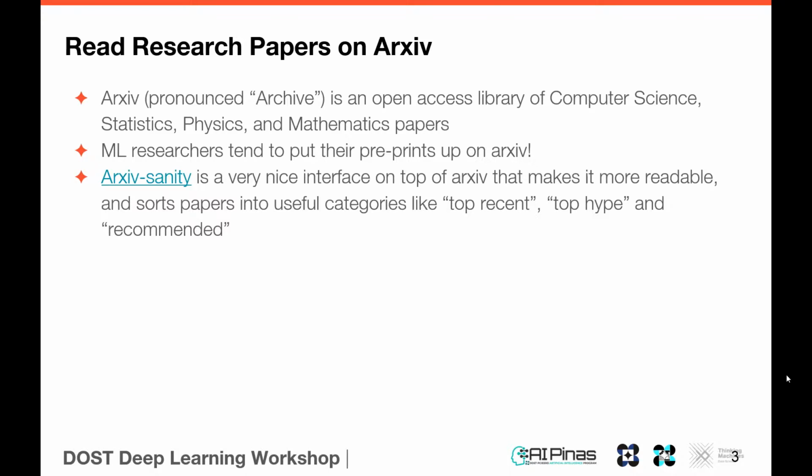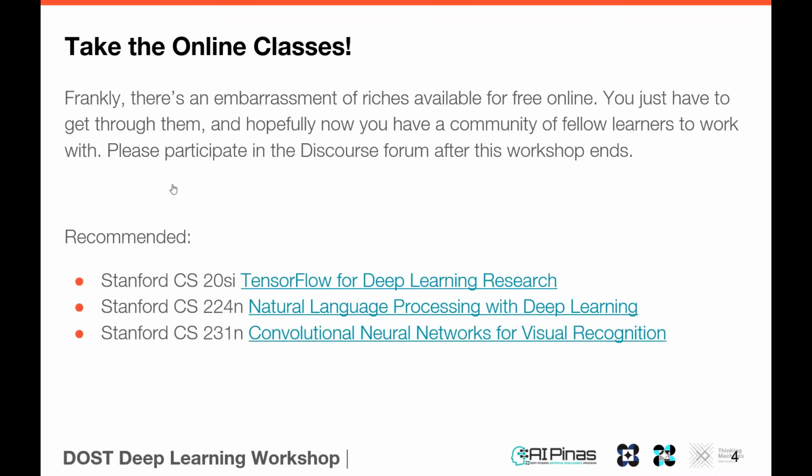As part of your learning journey, I strongly recommend that you read research papers on Arxiv. It's an open access library of computer science, statistics, physics, and mathematics papers. ML researchers, it's a point of pride for them to put up their preprints on Arxiv. So in many ways, it's even more advanced than the proper publications themselves. Arxiv Sanity is a really nice interface on top of Arxiv to make it more readable and sortable, because Arxiv is just a pretty raw dump. And we have linked to it in the text associated with this video.